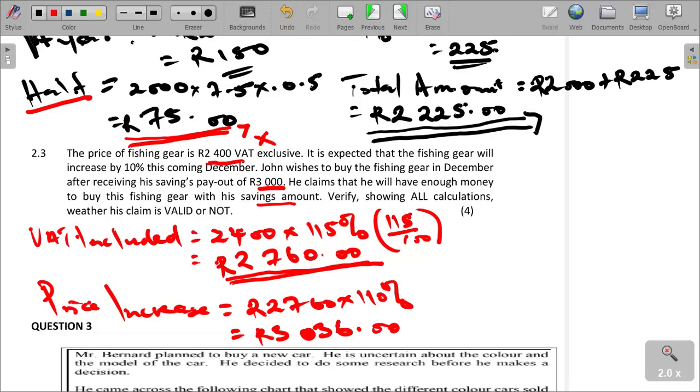So it is expected that the fishing gear will increase, and if it increases by 110%, we have to find out the claim. Here he thinks that he's going to buy it at 3,000, but when the price increases, it increases to 3,036, which is more than 3,000. So his claim is not valid.